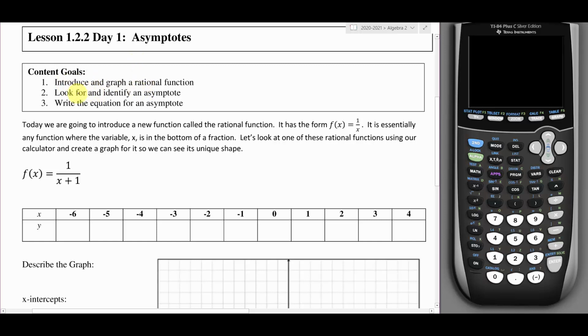We're going to look for and identify an asymptote. Since rational functions tend to create asymptotes, we'll be able to look for that on the graph and identify it. And then our last content goal is to be able to write the equation for the asymptote that we see in the graph. Today we're going to introduce a new function called the rational function, and it typically has this form where we see something being divided by x. It is essentially any function where the variable x is in the bottom of a fraction.